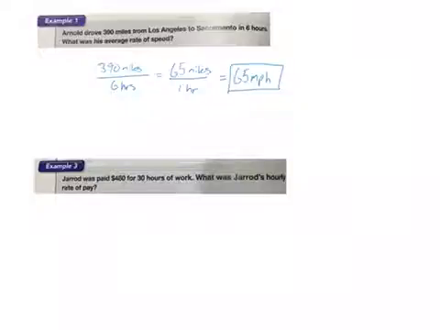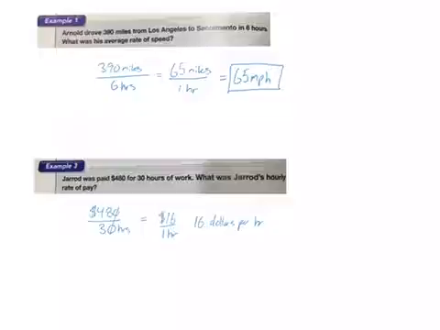Example 3 said Jared was paid $480 for 30 hours of work. What was Jared's hourly rate of pay? So again, you take how much he was paid and then divide by the number of hours he worked. When you divide that, the zeros will reduce, 48 divided by 3 gives you $16 per 1 hour, or you could say $16 per hour. Either one of those would be fine. I'll probably say this one.